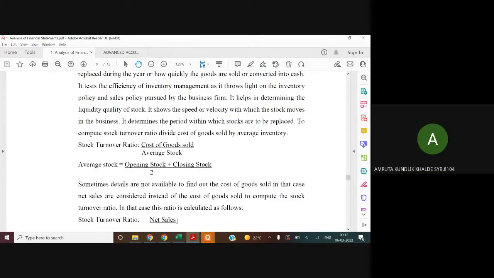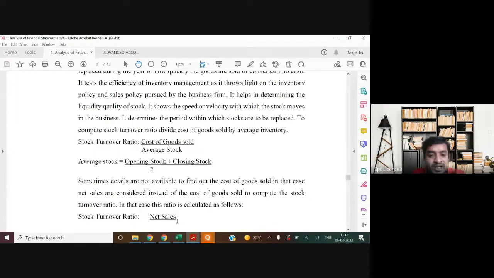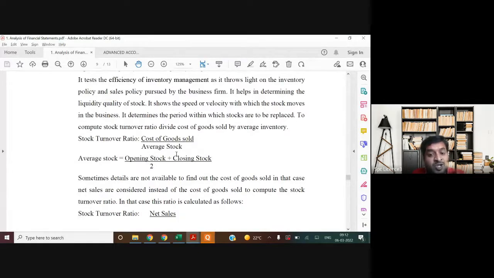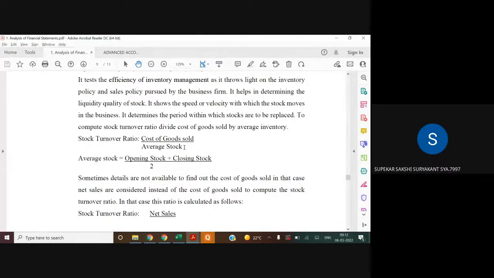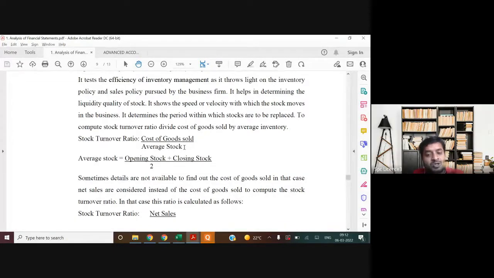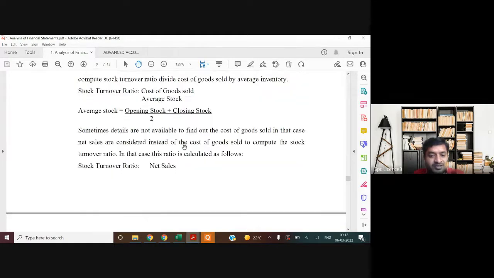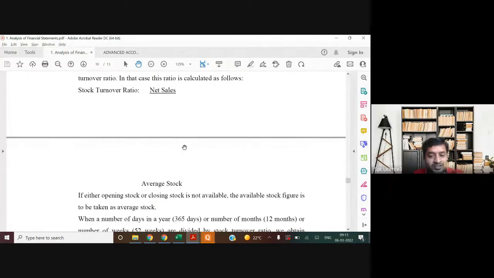Let's say it is not possible to calculate the average stock. Let's say the opening stock balance is not there in the problem, and only the closing stock balance is mentioned. In that case, we cannot calculate the average stock, right? So in that case, take closing stock as average stock. Clear? See, I mentioned it here.